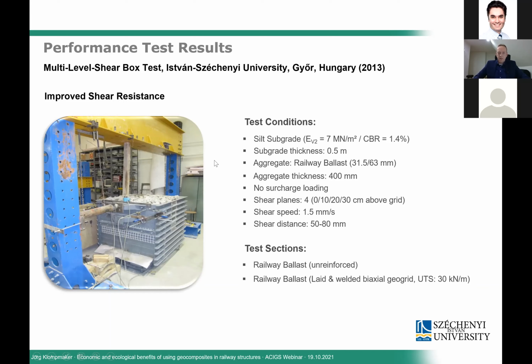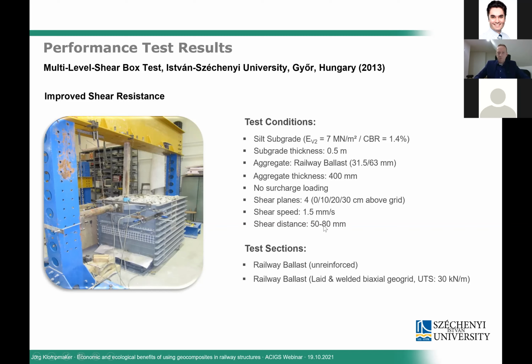In this particular case, the lower part of the box was filled with a silty subgrade, which equaled a CBR of 1.4%. The subgrade thickness was 50 centimeter. On top of that, we had a railway ballast with 400 millimeter thickness. There was no surcharge loading on top of the ballast, and 4 shear planes within the 400 millimeter ballast layer were measured. One at the interface to the subgrade, the second one 10 centimeter above this interface, 20 centimeter above the interface, and 30 centimeter above the interface, which is 10 centimeter below the upper edge of the ballast layer.